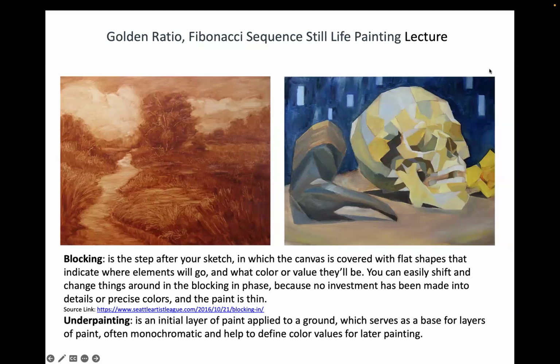Now, there are so many different avenues for starting off this still life painting assignment. A few key ones I want to go over today are blocking and underpainting. Blocking is the step after your sketch in which the canvas is covered with flat shapes that indicate where elements will go and what colors or values they will be. You can easily shift and change things around in the blocking phase because no investment has been made into details or precise colors, and the paint will be thin.